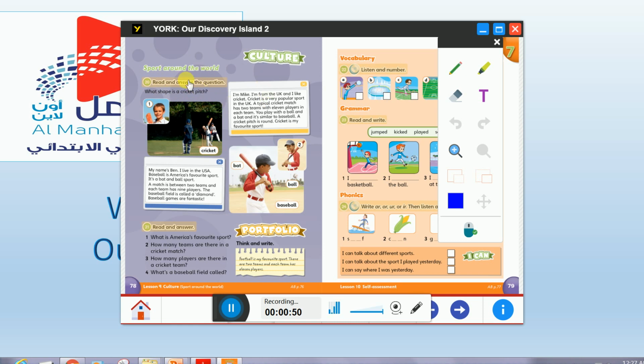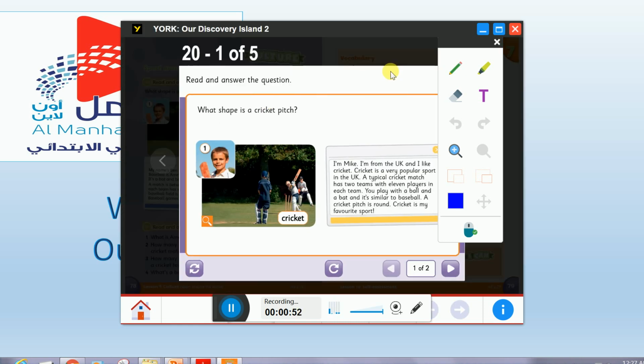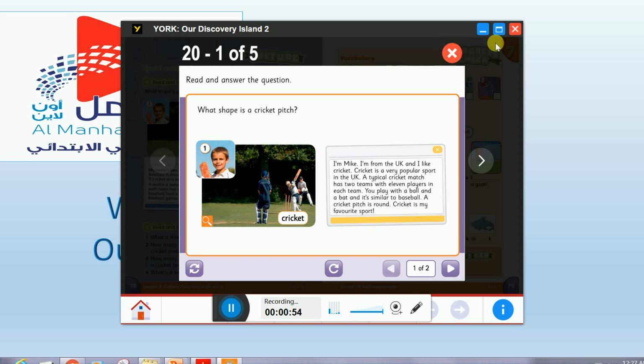Now I'll give you a chance to read this passage and the other passage, and after that we will answer the quiz questions together. What shape is a cricket pitch? Start.